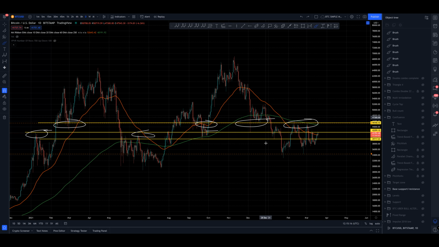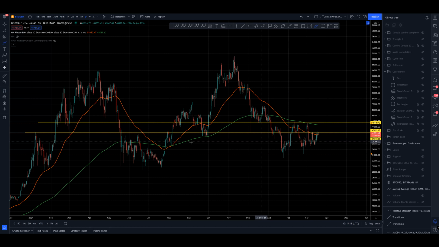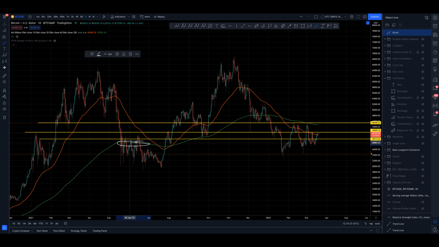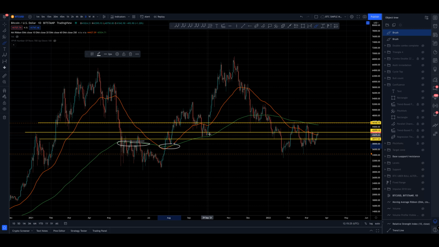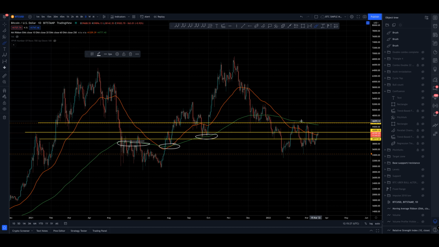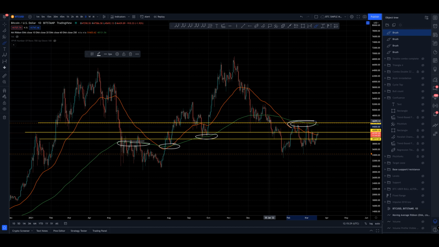But as you can see, it also coincides quite nicely with the 250 exponential moving average, which is this green line, providing resistance here, providing support here, providing support here, and providing resistance around these two tops here. You can see that pretty clearly.